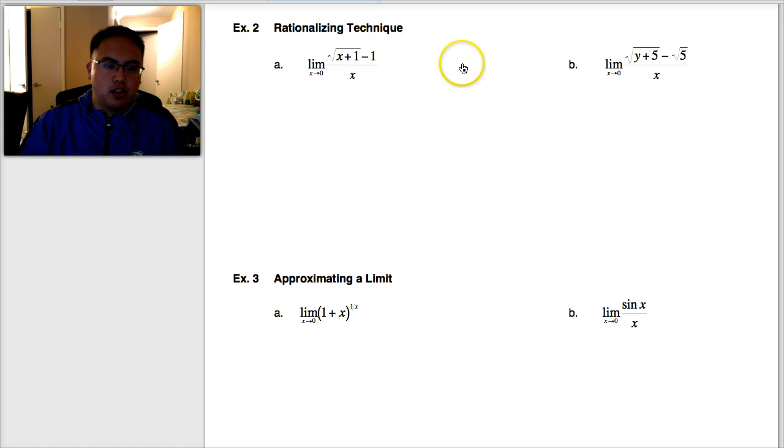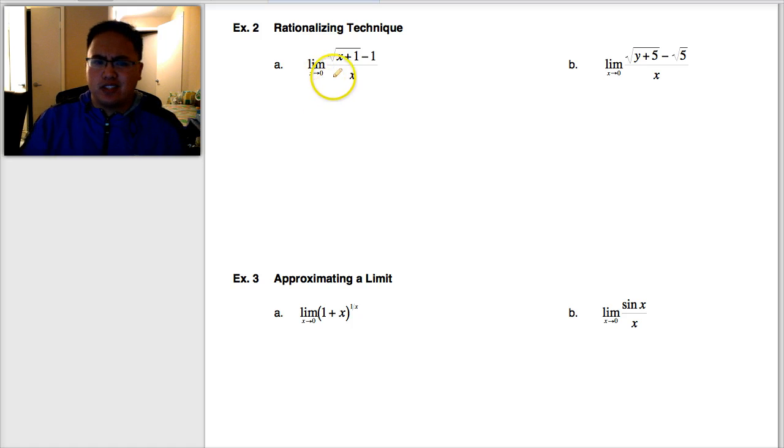So let's do some more limit problems, and you want to turn to your notes. This is one that says rationalizing technique. So same thing, I really want to do direct substitution, but there are instances where it just doesn't work. So in this example, I'll draw in blue.